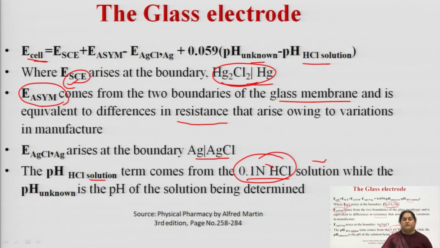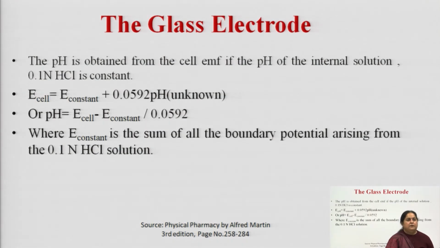So, it is the source of the hydrogen ion concentration which makes it an indicator electrode, and the pH is the unknown, the pH of the test solution which you want to determine, right. So, the pH is obtained from the cell EMF if the pH of the internal solution, 0.1 normal, is constant, right. So, these manufacturing variations we can just omit, because these are due to the variations of the different manufacturers which are manufacturing the glass electrodes.